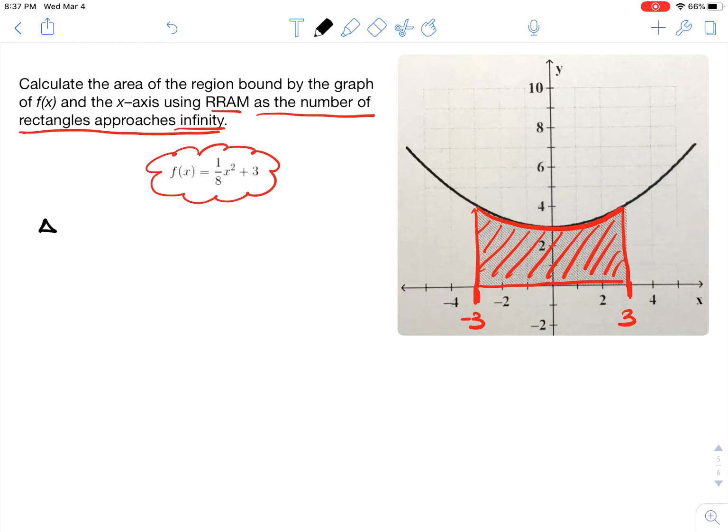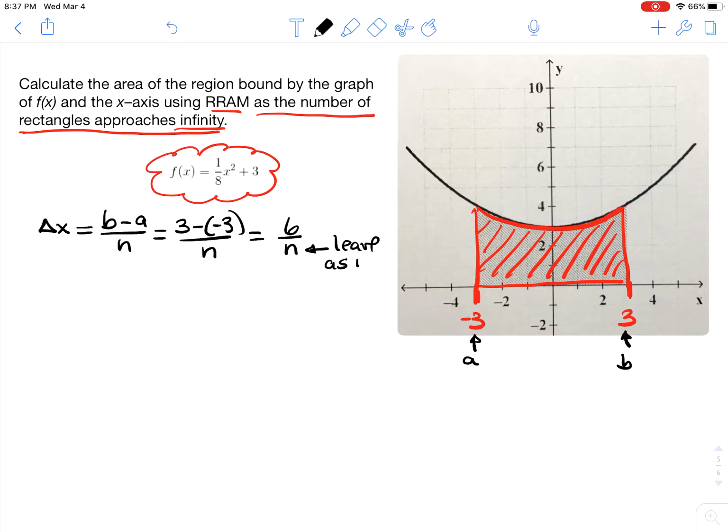So as usual, we start by calculating delta x, which is b minus a over n. Our a value is the left side of our interval. Our b value is the right side. So this is 3 minus -3 over n, which becomes 6 over n. And we leave this as n because infinity is not a number we can plug in for n. So we will have to introduce limits to evaluate this.